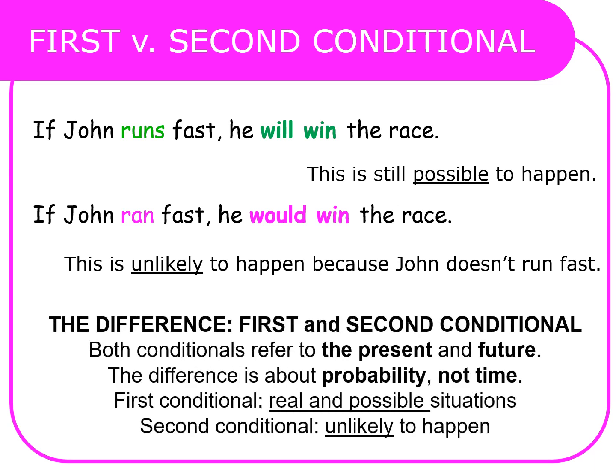The difference between the first and second conditional: both refer to the present and future, but the difference is about probability, not time. In the first conditional, I speak about a real and possible situation. In the second conditional, I speak about something unlikely or impossible to happen.